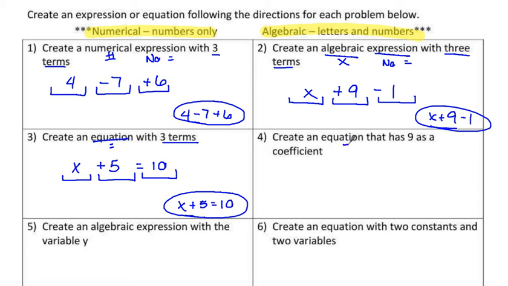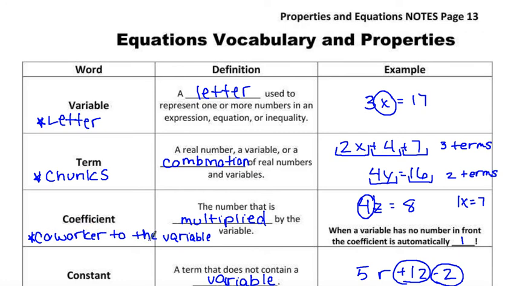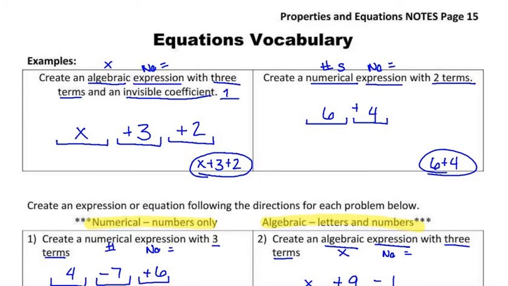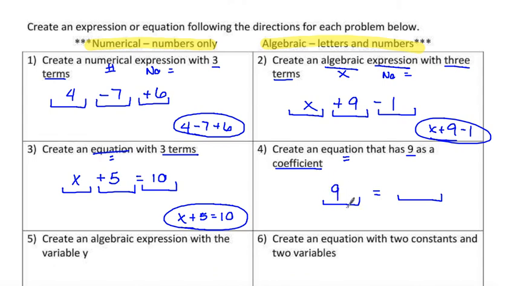Number 4, it says create an equation, so I need an equal sign that has 9 as the coefficient. Now, it doesn't say how many terms I need, but I need to make an equation, so it needs to be something equal to something. I need 9 as a coefficient. If you look back at your notes, the coefficient is the coworker to the variable, so it's something squished in front of the variable, which in this case, they're asking for it to be 9. So I need a 9 squished in front of a letter. So I'll say 9z. You could pick any variable you wanted, but 9 has to be squished in front of it. And I'll say that equals 18. If you chose a different number here, that's fine, but it should be a number. If you had a letter here, that would be okay too, but a number is best.